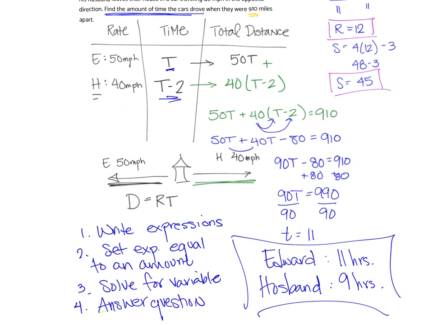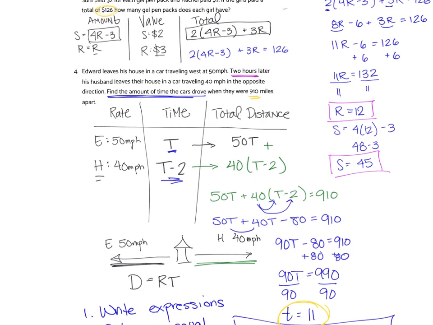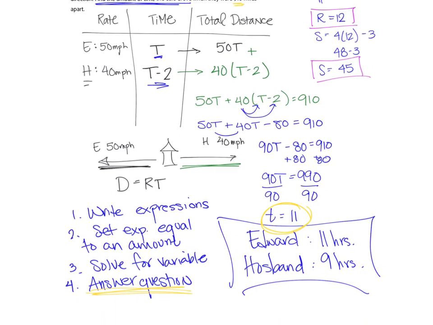This last part seems obvious, but it's kind of an important one to go back to because in this problem that we just did, I solved for the variable, which was t, but that's not the end of the answer. The question is asking the amount of time the cars drove. Well, Edward's car drove for 11 hours, but his husband's left 2 hours after Edward. So I had to subtract 2 to get 9 hours. So make sure you're answering the question that the problem is asking.